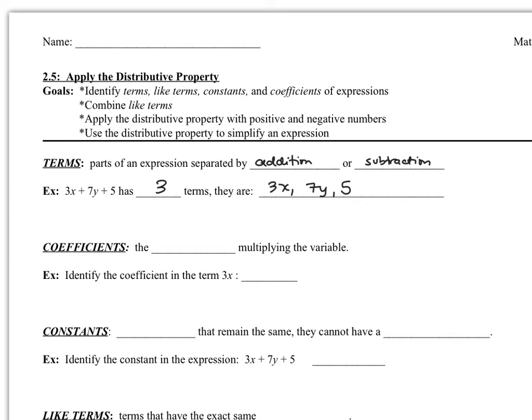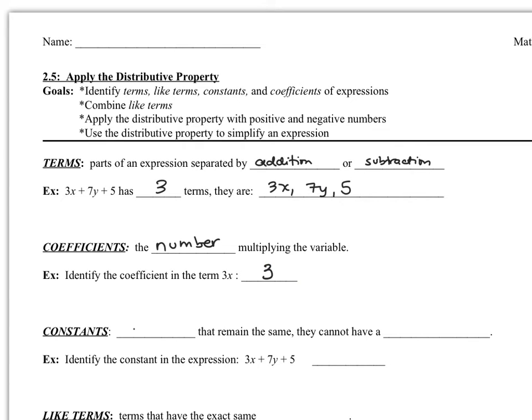The coefficient is going to be the number that's multiplying the variable. So the coefficient in the term 3x is just the 3. The whole term is the 3x, but the number that's doing the multiplying is just 3, so that's our coefficient.